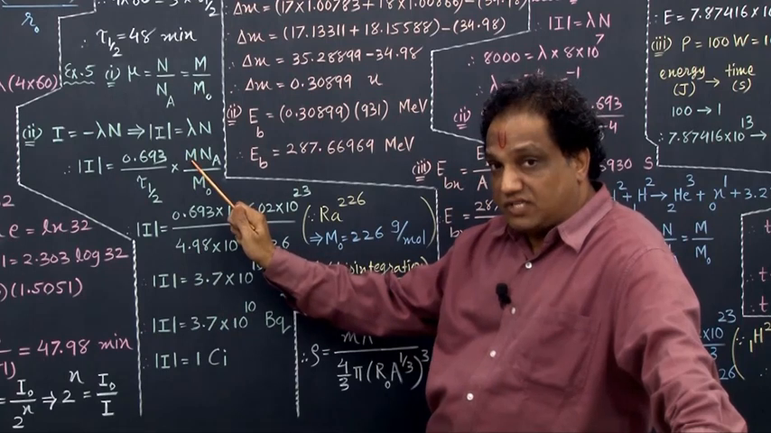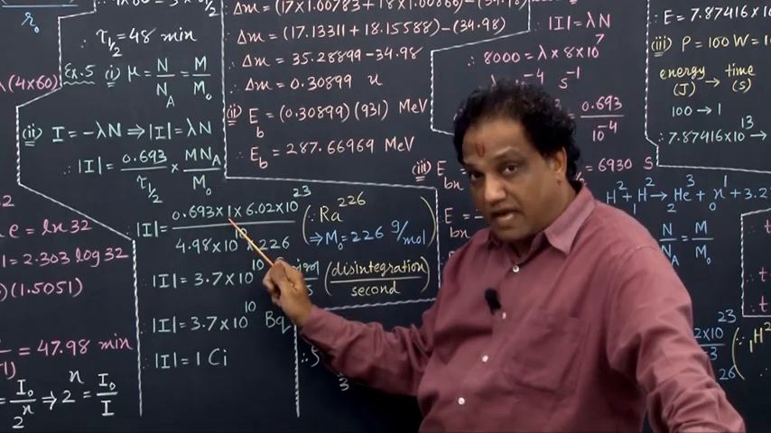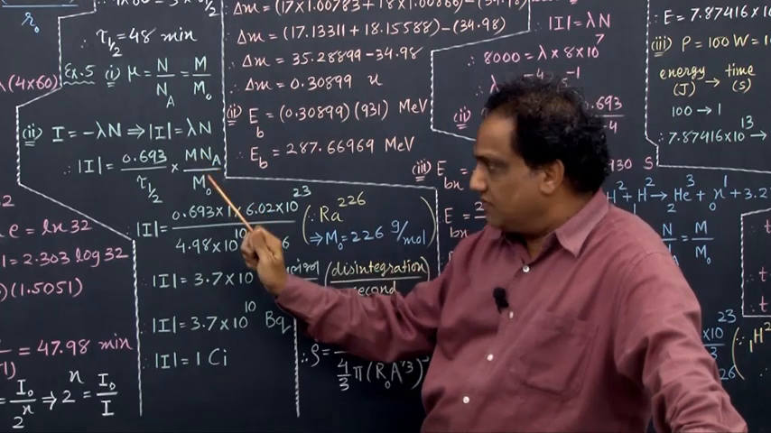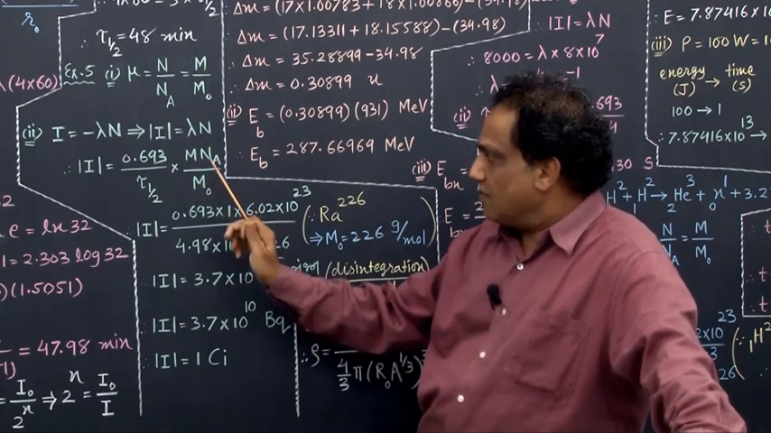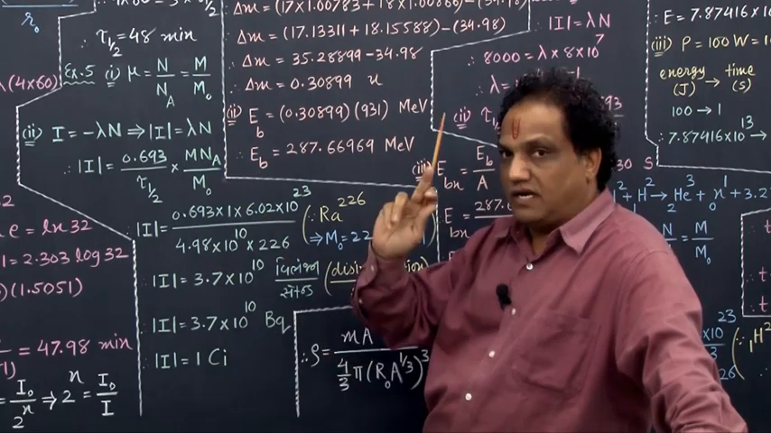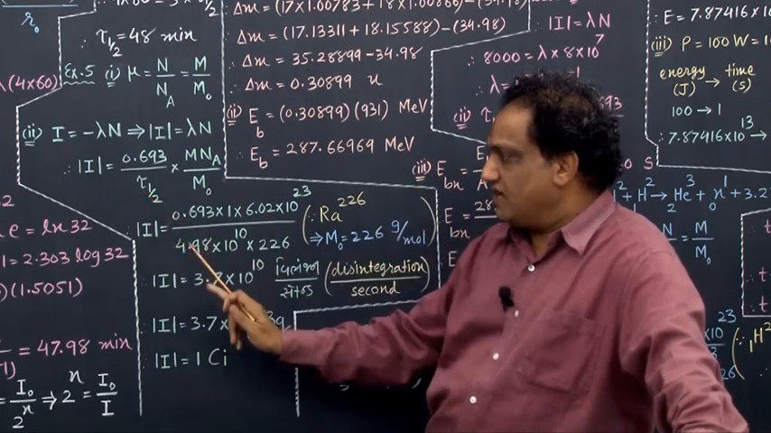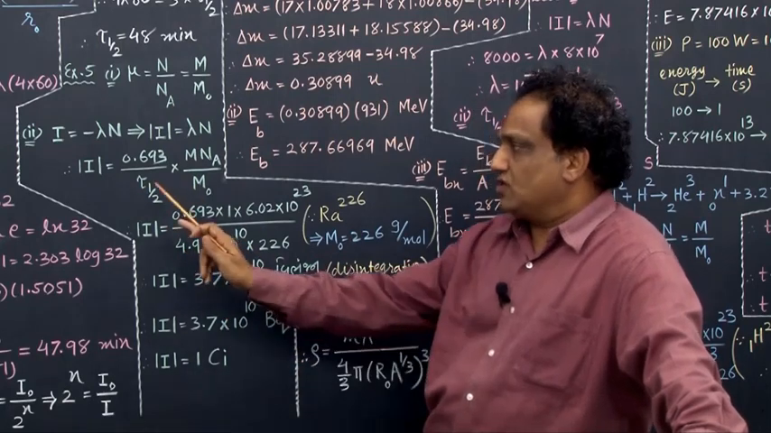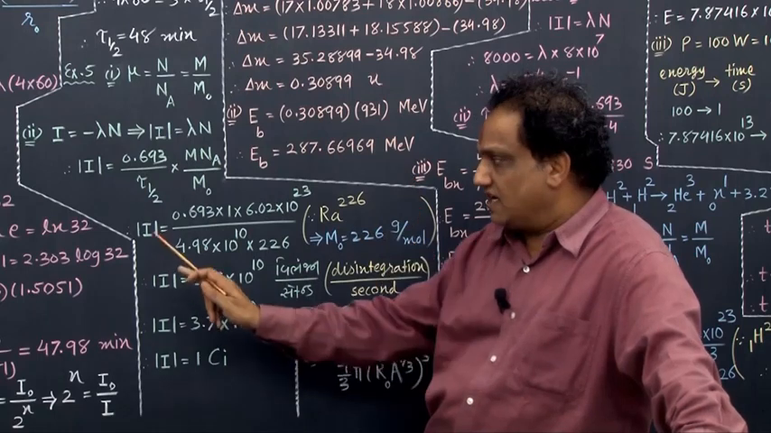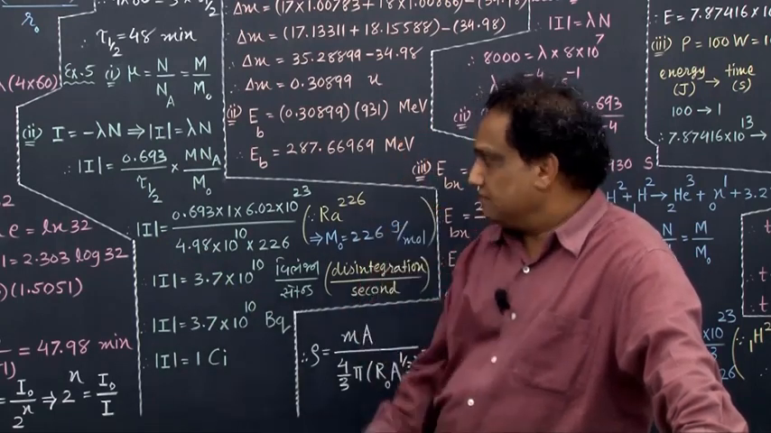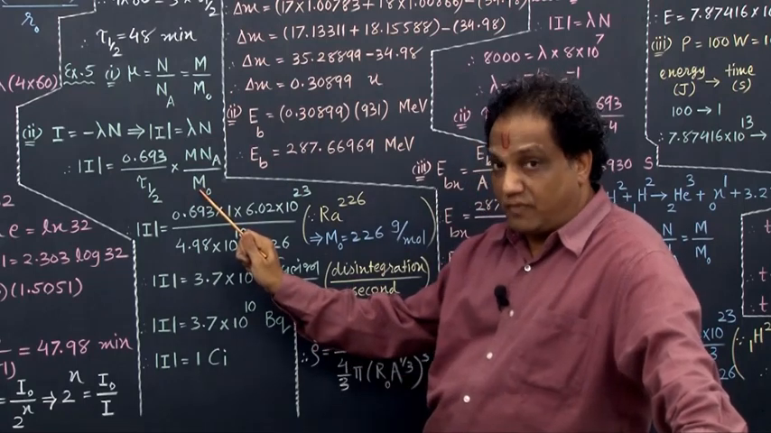What about given mass? You are given 1 gram. And then if you are taking this mass in gram, this also must be taken in gram. Na is Avogadro number 6.02 into 10 to 23 atoms per mole. What about half-life? They are given 4.98 into 10 to 10 second. And because you are taking time in second, final activity should be represented in terms of certain number of disintegrations per second. And this mass, this is atomic weight.